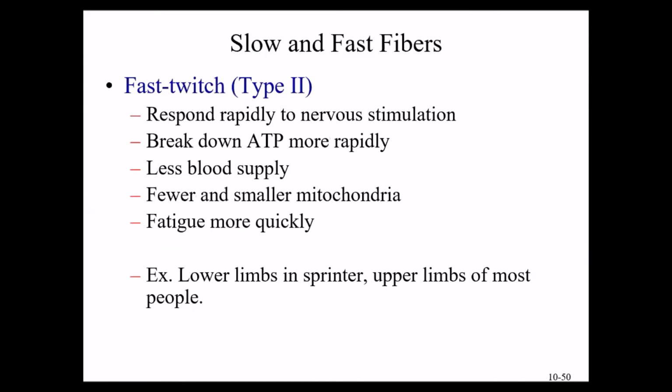The fast twitch type muscles, type 2 muscles, they're called fast twitch because they're very quick as far as their reflex action. They respond very rapidly whenever the nerve sends a signal. They can process the ATP very quickly. They don't have as much blood supply. They have fewer mitochondria. They still have a lot of mitochondria for energy, but they don't have as many as your type 1 cells do. And because of that, they do wear out or fatigue a little quicker. And so sprinters, sometimes the lower limb muscles, lower leg muscles, and upper limbs are where you're going to find your fast type muscles.